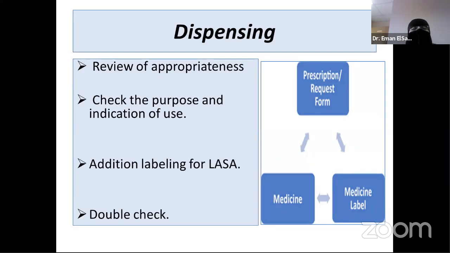Dispensing. Review of appropriateness: as we said before, this is the policy of appropriateness, and it is the role of the pharmacist and nurse. Check the purpose and indication of use, and add the label of LASA. This is during dispensing. For each ampoule, double check. Double check is a very important policy, and must be done during dispensing, during preparation, and during administration, because this decreases error.